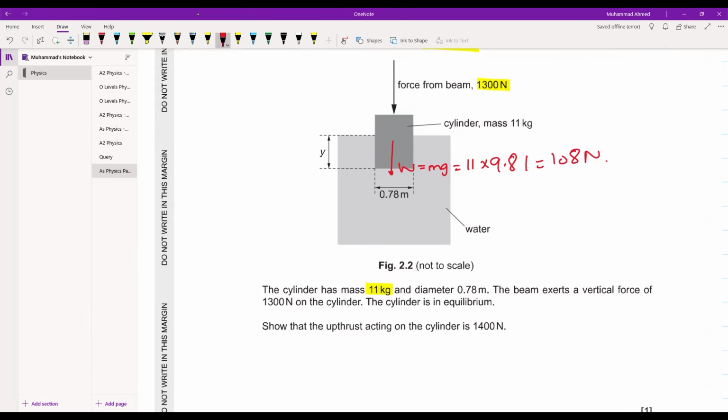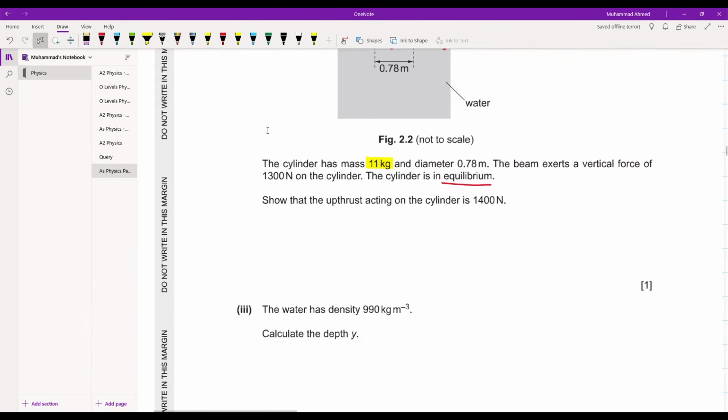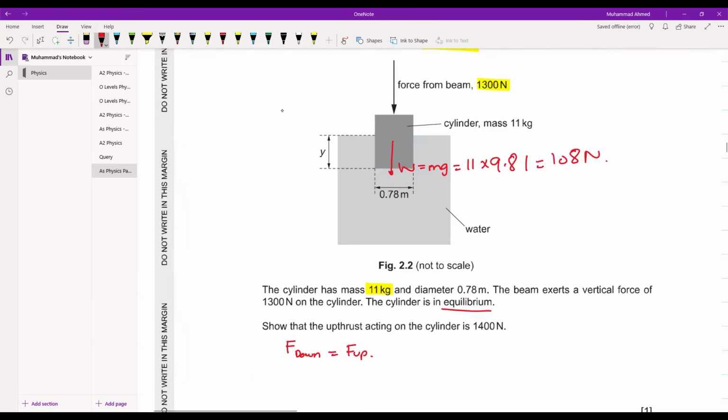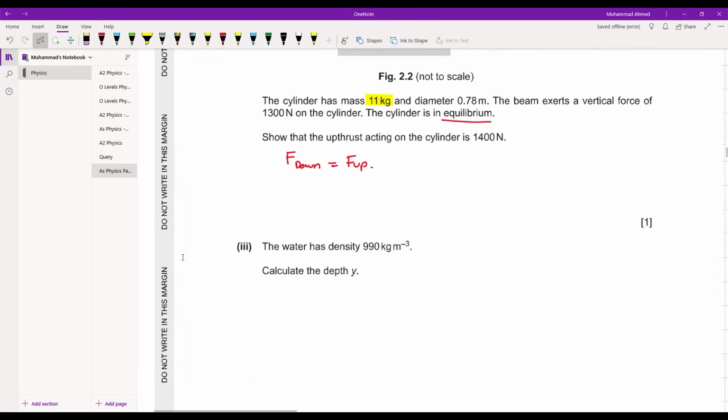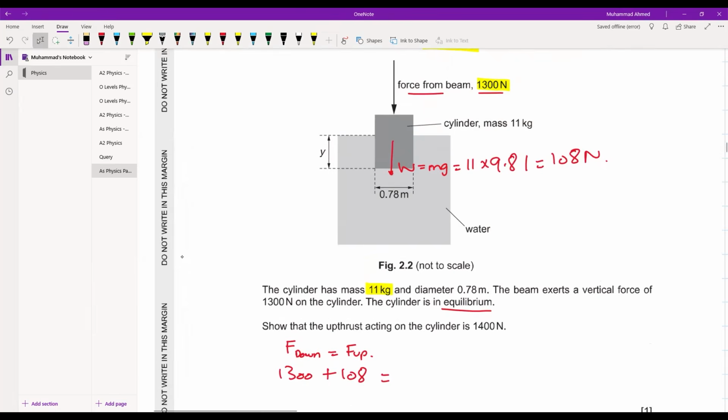Perfect. The beam exerts a vertical force of... okay, the cylinder is in equilibrium. Now, what do I mean by equilibrium? By equilibrium, I mean the force on the downside will be equal to the force on the upside. Can you realize there are two forces acting downward, 1300 and the weight? 1300 plus the weight, 108. What will be the upward force?